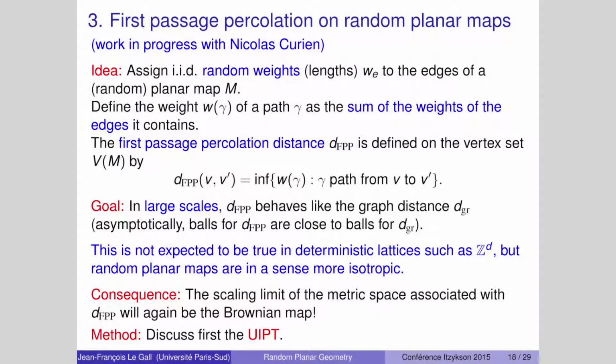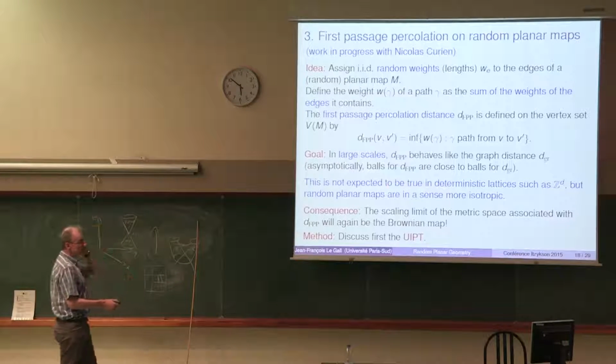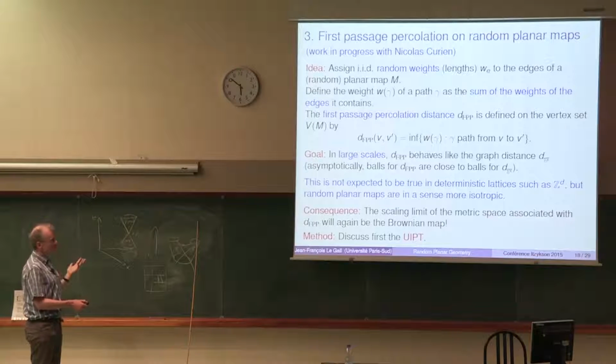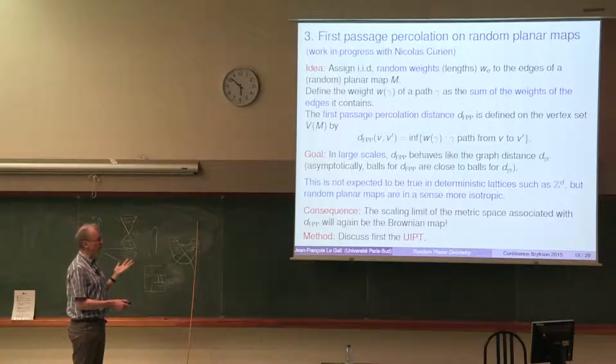And the goal now is to see that at large scales, this d_FPP will behave essentially like a deterministic constant times the graph distance. Okay? Asymptotically, the balls for this first passage percolation distance will be close to balls for the graph distance. Okay, so let me immediately mention that, of course, if you try to do the same in the deterministic lattice, such as Z^d, this is not going to be true. It's not at all expected to be true.